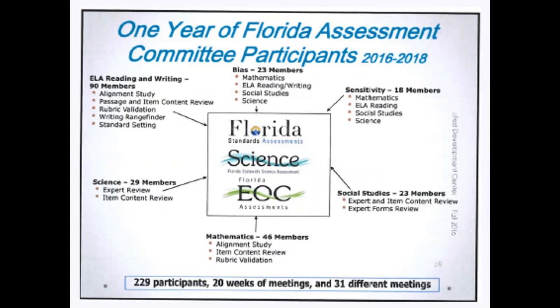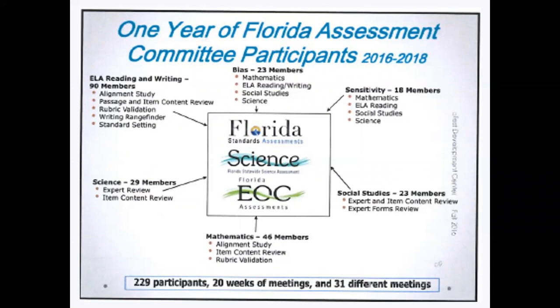For bias, they had 23 members, and they did mathematics, ELA reading and writing, social studies, and science. For sensitivity, they had 18 members, and they did mathematics, ELA reading, social studies, and science. For science, they had 29 members. They had an expert review and an item content review. For mathematics, they had 46 members.